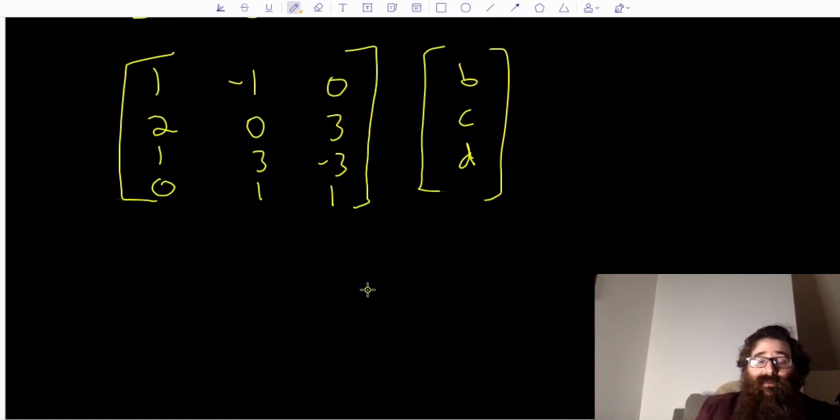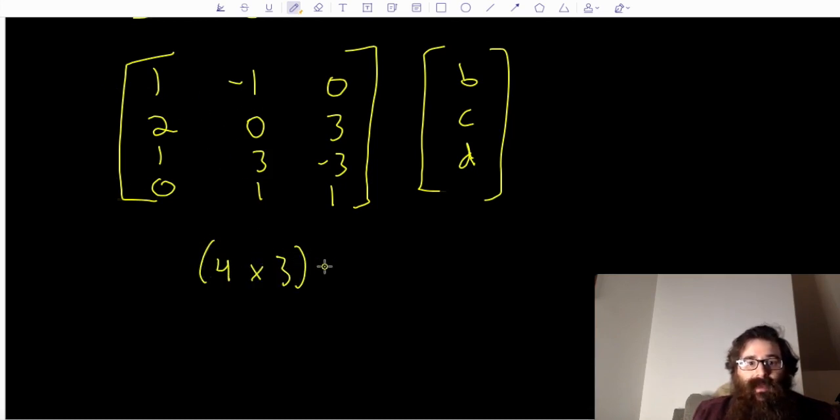Let's just check and make sure that the sizes make sense for this product. What do I have here? How many rows? 1, 2, 3, 4. So I have a 4 by 3 matrix, and I'm multiplying it by a 3 by 1 vector. So the product is going to be defined, and the result is going to give me some 4 by 1 vector, a vector in R4.